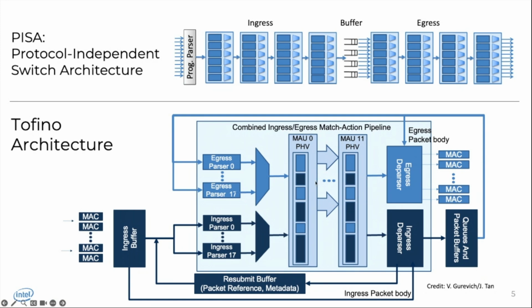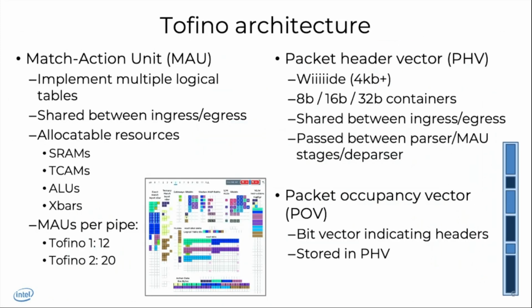Now, just a couple of things I'll highlight on this before I move on. These match action unit stages are actually shared between ingress and egress. And in the diagram here, the light blue rectangles represent something called a packet header vector. Again, that's shared between ingress and egress. Each match action unit implements multiple logical tables. There's a lot of allocatable resources in each one, so things like TCAMs, SRAMs, ALUs, crossbars, etc.